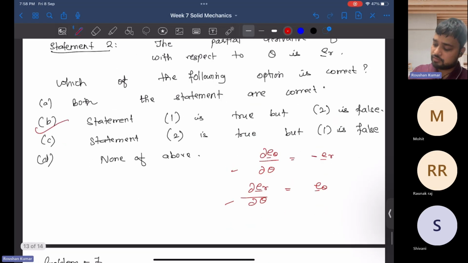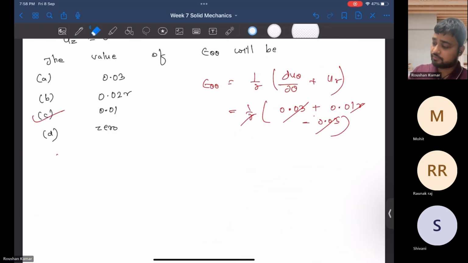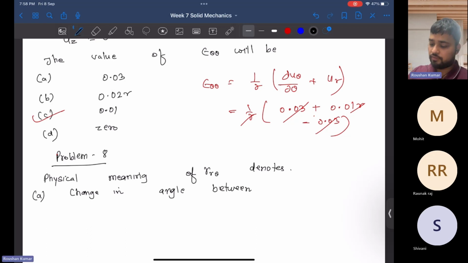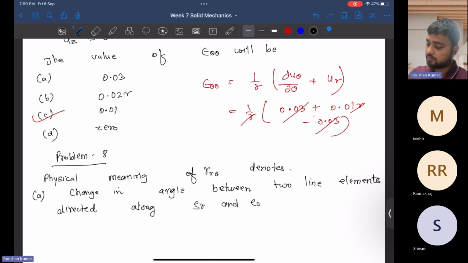Now this is the last question, problem number 8. The physical meaning of gamma r theta denotes: the first option is change in angle between two line elements directed along e r and e theta direction.